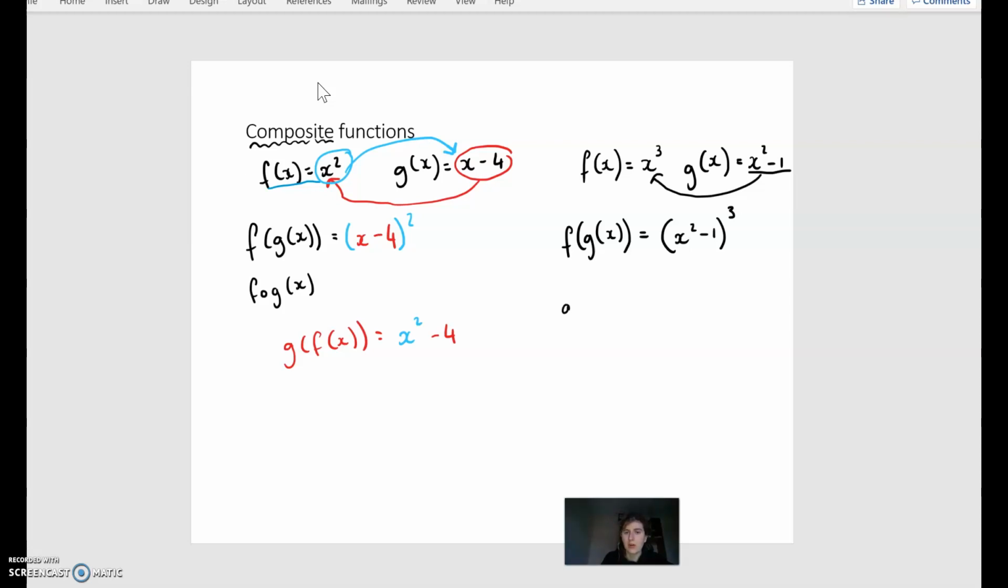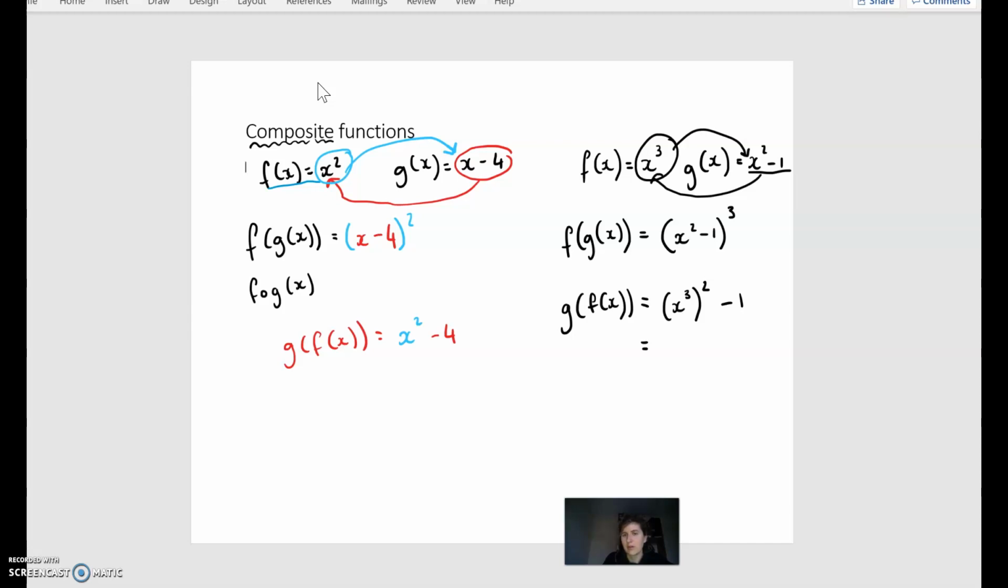All right. If we're going to do the other way, and we're going to do g of f of x, we're taking f of x and we're putting it inside the x of g. So that's then going to become x cubed squared minus 1. Now, using our index laws, we've got cubed to the power of 2.